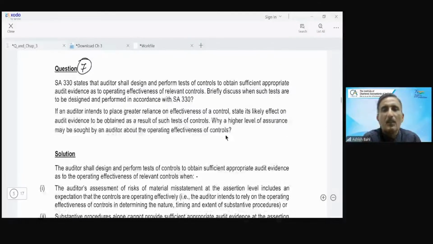Now see another question. SA 330 states that the auditor shall design and perform tests of control to obtain sufficient appropriate audit evidence as to the operating effectiveness of relevant controls. Briefly discuss when such tests are to be designed and performed in accordance with SA 330. And if the auditor intends to place greater reliance on the effectiveness of controls, what would be its impact on the audit evidence obtained?